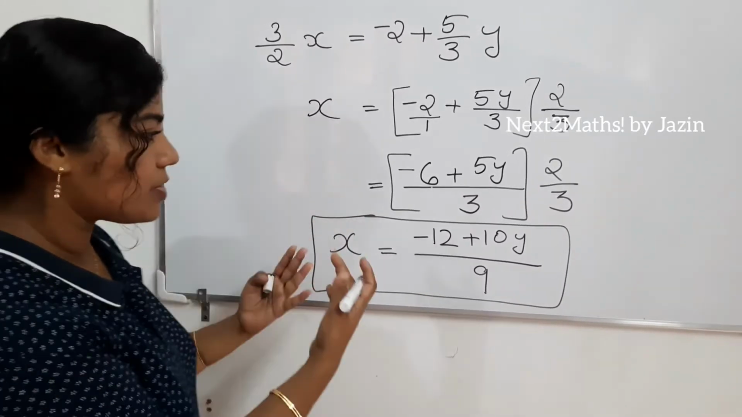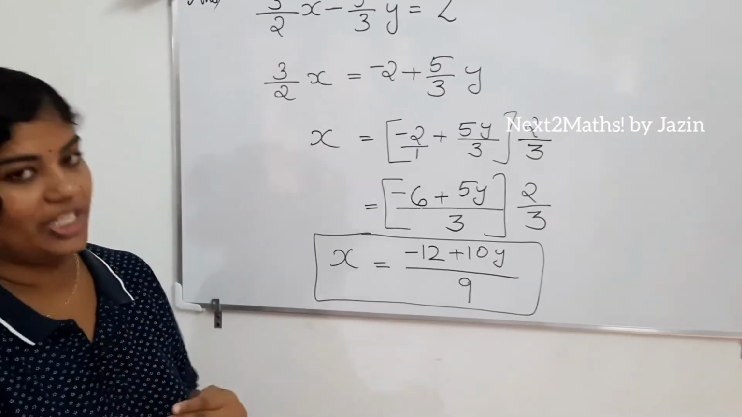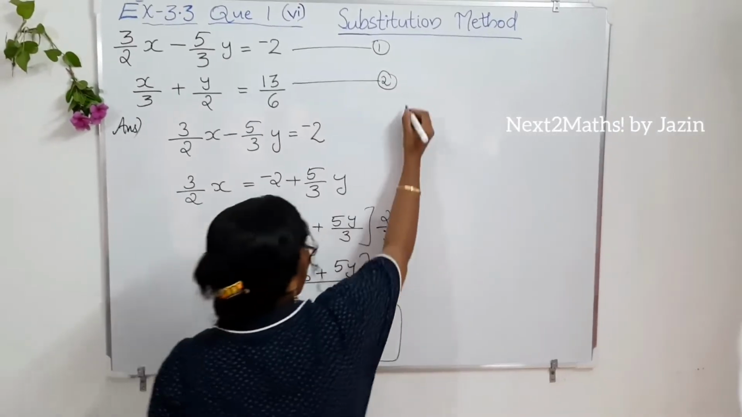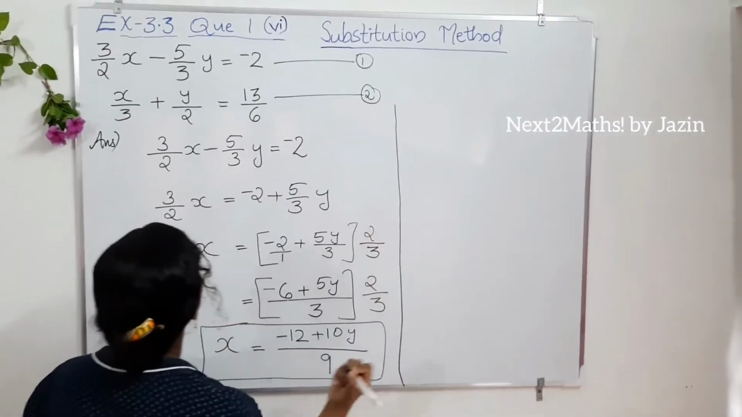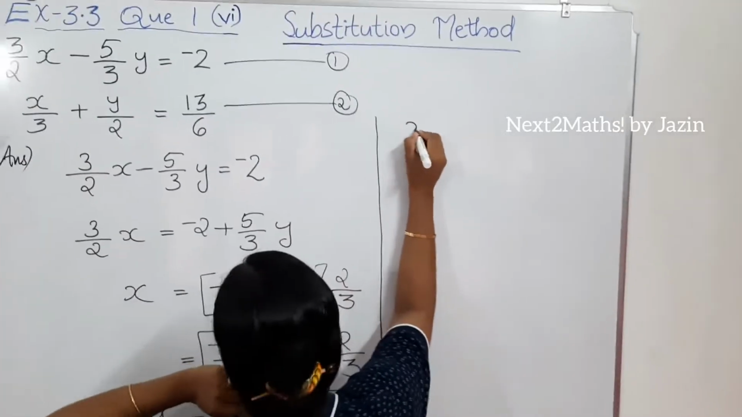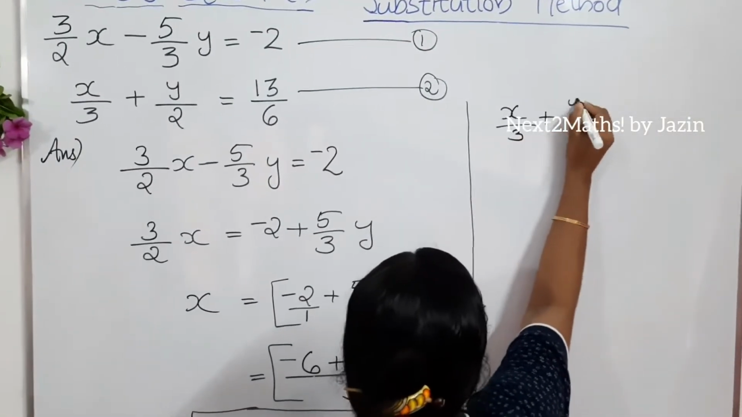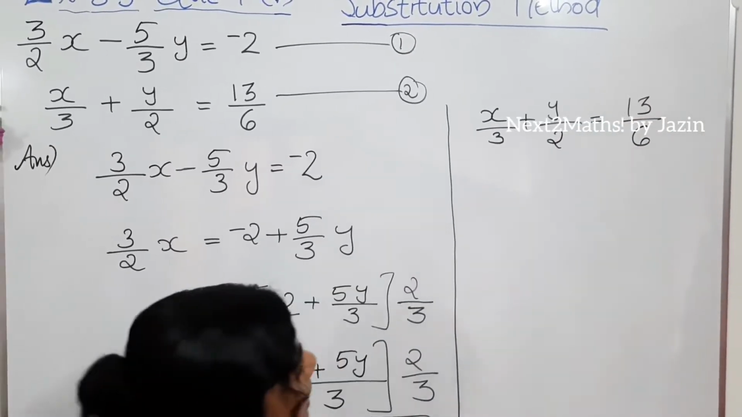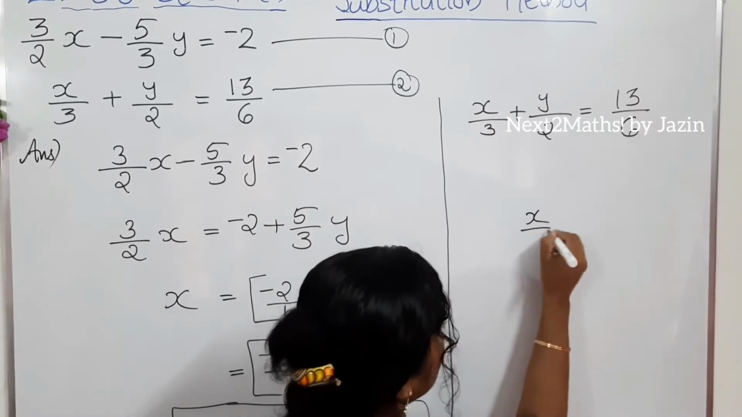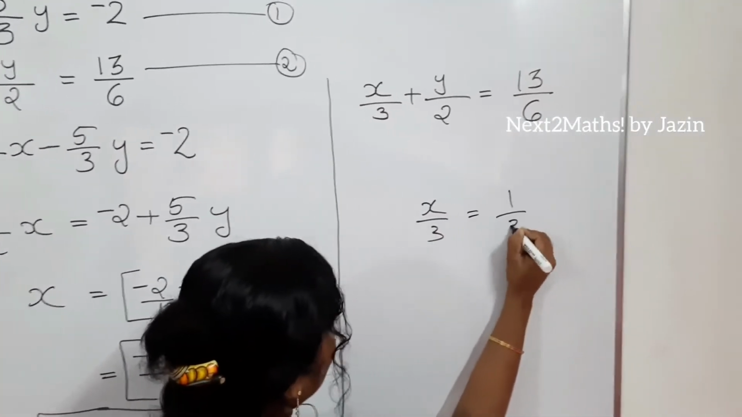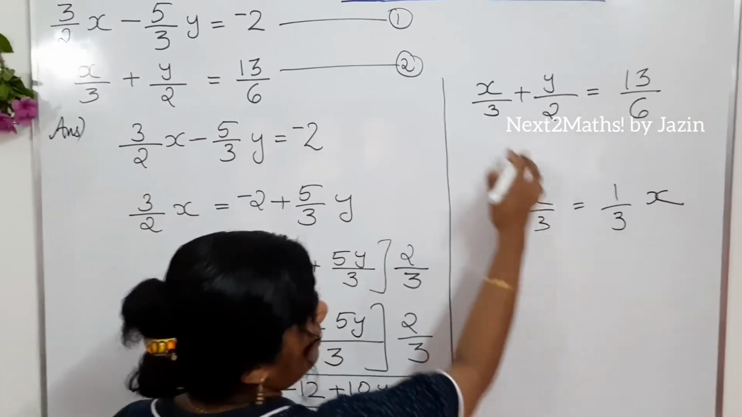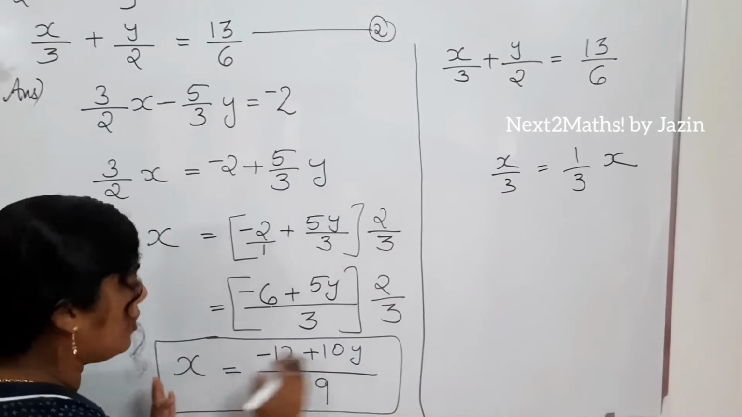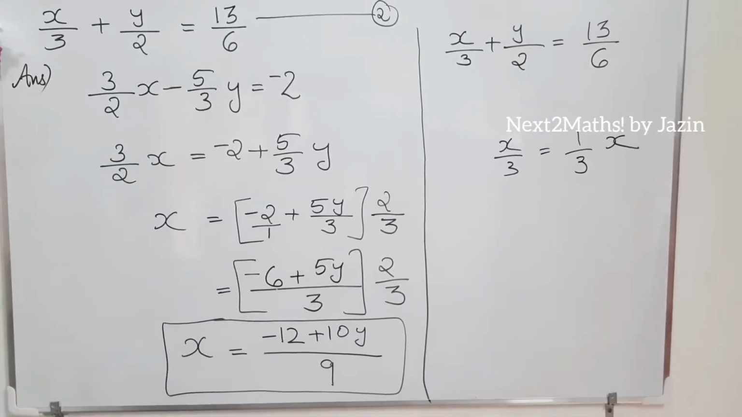So next our step is substituting in equation 2. Let's write that one. Okay, now I will write the second equation here: x by 3 plus y by 2 equals 13 by 6. Here I am just substituting. So x by 3 means you can write it as 1 by 3x. Both are the same. So I am splitting this portion like 1 by 3x, so easily I can apply the value of x.